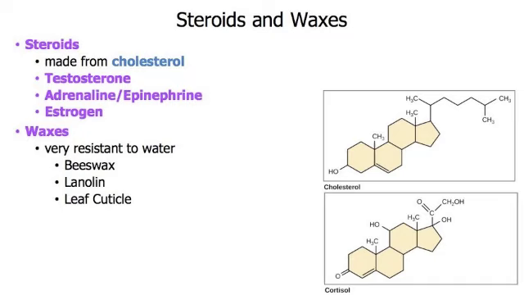One common steroid is cholesterol, which has a bad reputation because of its association with cardiovascular disease. However, cholesterol is an essential molecule in your body. It is a key component of the membranes that surround your cells. It is also the base steroid from which your body produces other steroids such as the sex hormones estrogen and testosterone. On the other hand, waxes are very resistant to water, and we see 3 examples of waxes on our slide: beeswax, lanolin, and leaf cuticle.